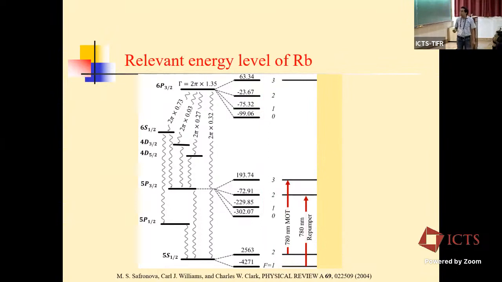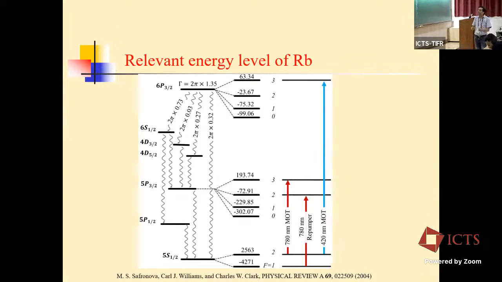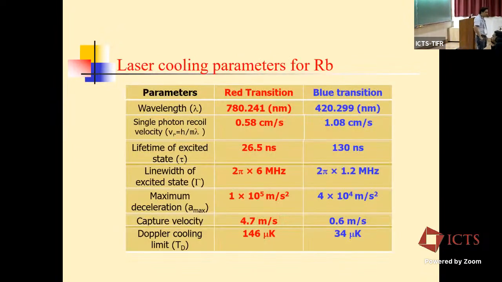So here is the scheme. 780 nanometer is the MOT. Initially we make the IR MOT with a 780 repumper, and then we transfer this MOT to the 420 nanometer MOT. Why do we need to do this step? The answer is given in this slide. We can't directly load the blue MOT because of these parameters.